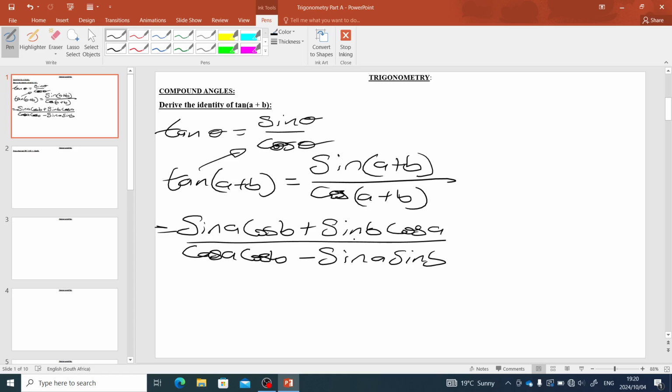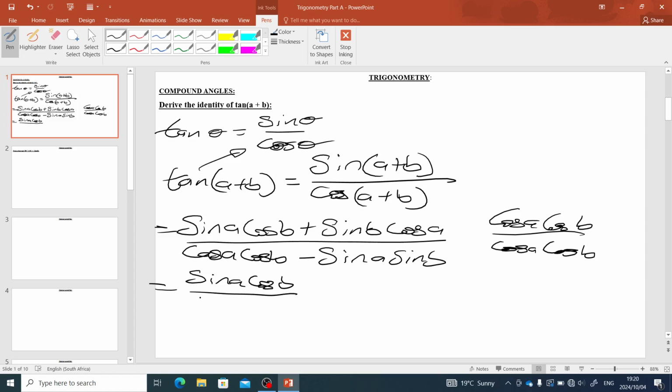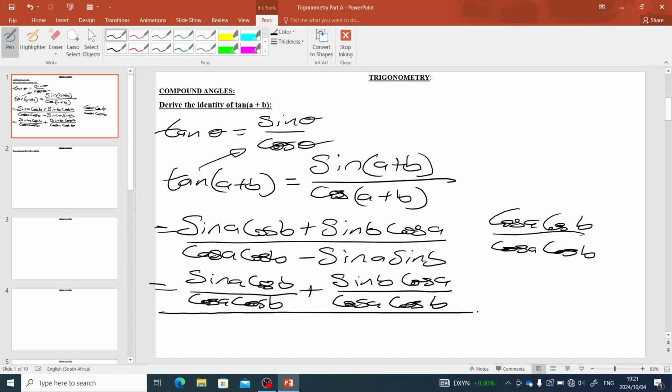Then from here we will divide the numerator with cos A cos B, and we will as well divide the denominator with cos A multiplied by cos B. Now we will have something like this: sine A cos B divided by cos A cos B, that is the numerator part we are dealing with, plus sine B cos A divided by cos A cos B, divided by, we are now dealing with the denominator. We are having cos A.